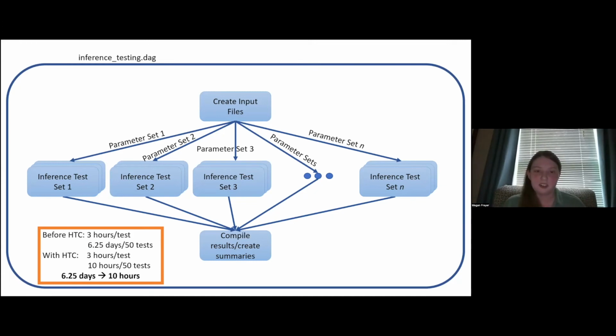So this particular pipeline takes about 3 hours per test, which to run just 50 tests, which isn't that many, would take about 6 days. But with this particular instance, I timed it, and it took in total about 10 hours. So again, a really big improvement that gives me a lot more flexibility to explore a bigger parameter space with a relatively simple computational pipeline.